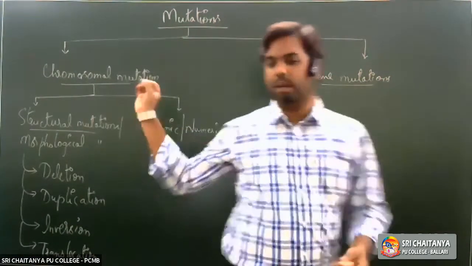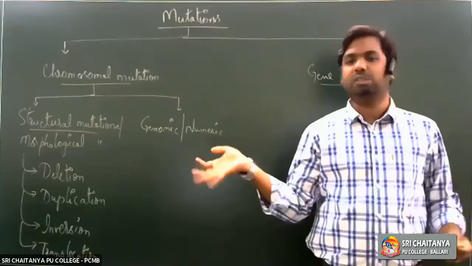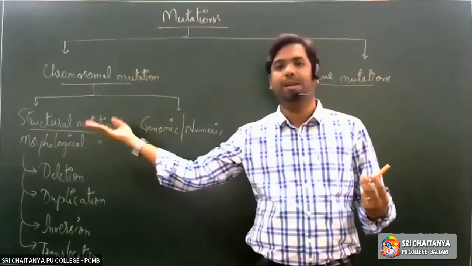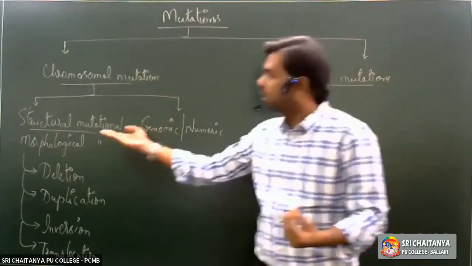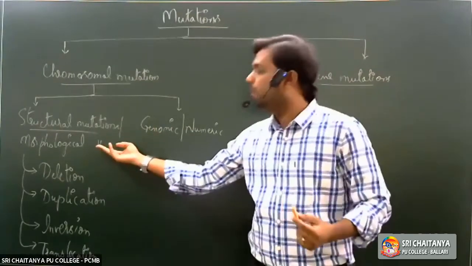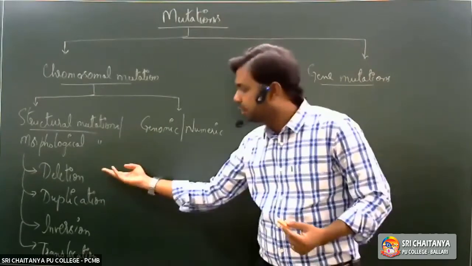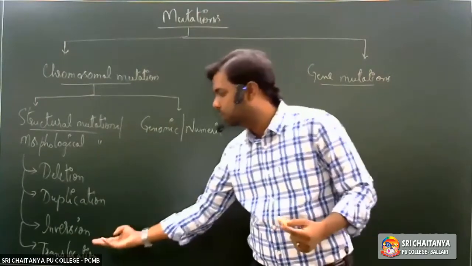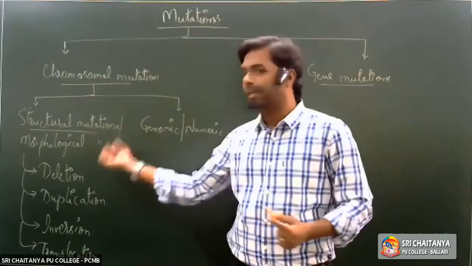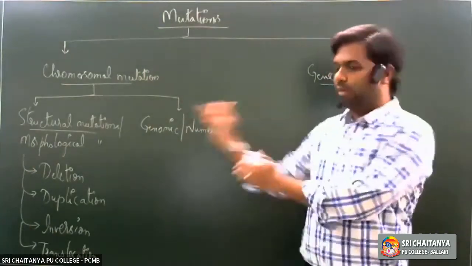There is one more name also given for it. We also call it chromosomal aberrations. Aberrations are nothing but changes. So under structural mutations, chromosomal aberrations or morphological mutations, we have four different types: deletion, duplication, inversion, and translocation. We'll be taking up each one in a little more detail. First, we'll finish off with the classification, then we'll come back to this.